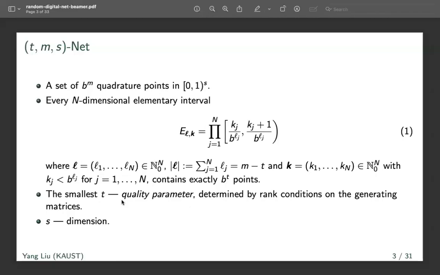And this t is determined by the generating matrices. Roughly speaking, the higher the rank of these generating matrices, the smaller the parameter t. So we want the rows of these generating matrices to be linearly independent as much as possible. And finally, s is the integration dimension.